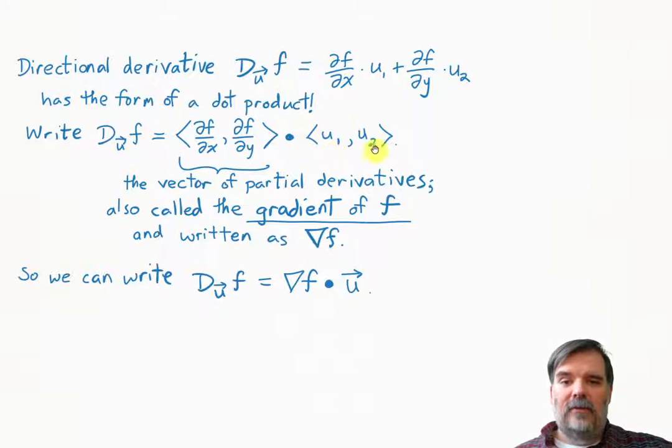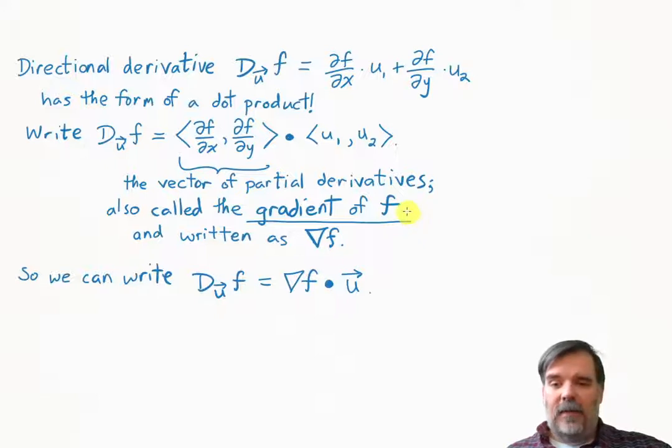This is our unit vector u. But the vector of partial derivatives is also important for many reasons, and it's given its own name. This is also called the gradient of f, kind of like the gradient of a hill. It somehow contains steepness information. It also has a special symbol. It's written as this upside down triangle of f. So we can write this expression: du of f is equal to the gradient of f dot product the vector u.